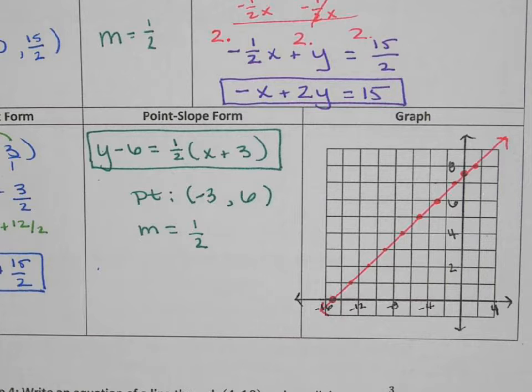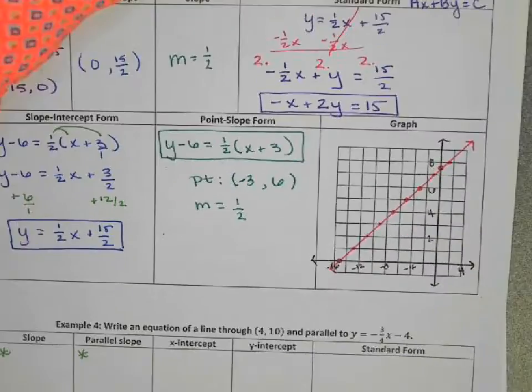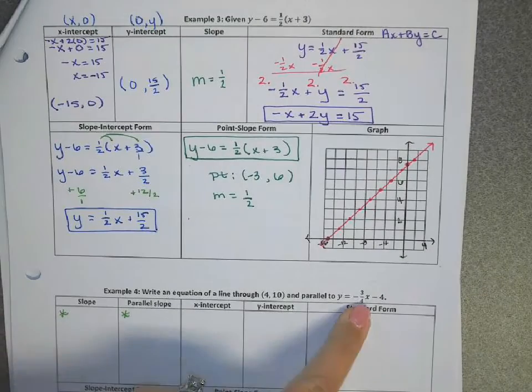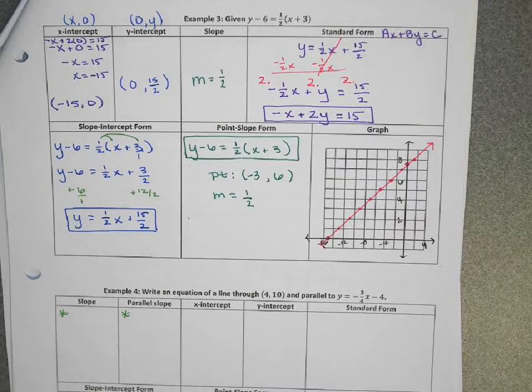Okay, we ready for the next one? Now this next one, it says write an equation of a line through the point (4, 10), and it has to be parallel to this line. Okay? What is the slope of that line?